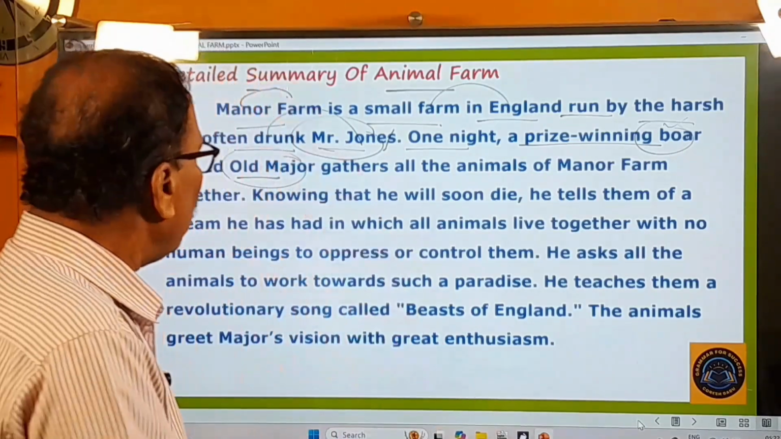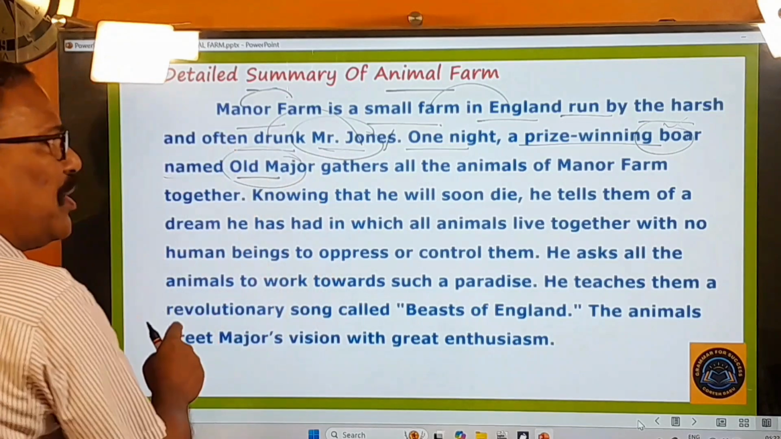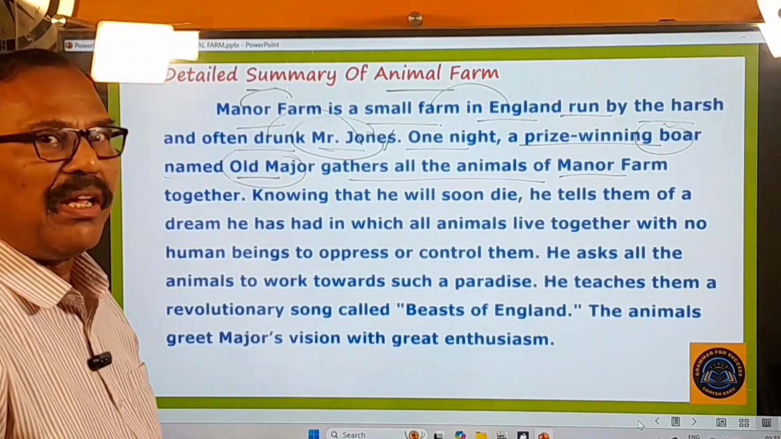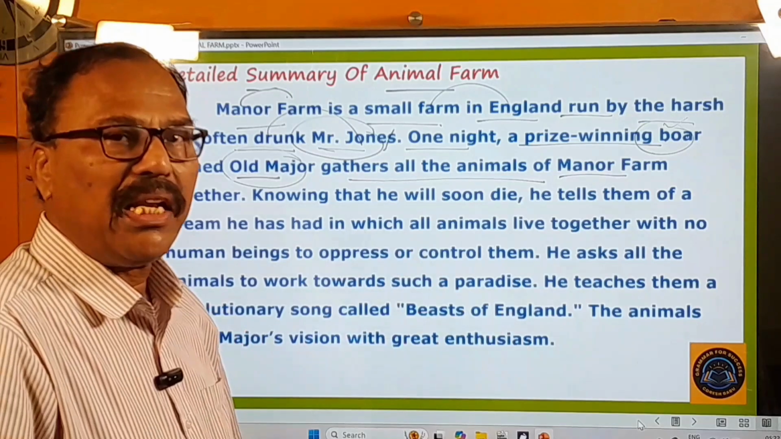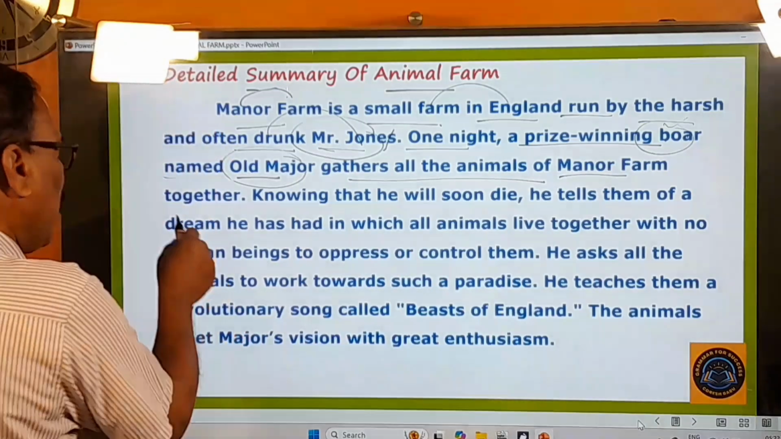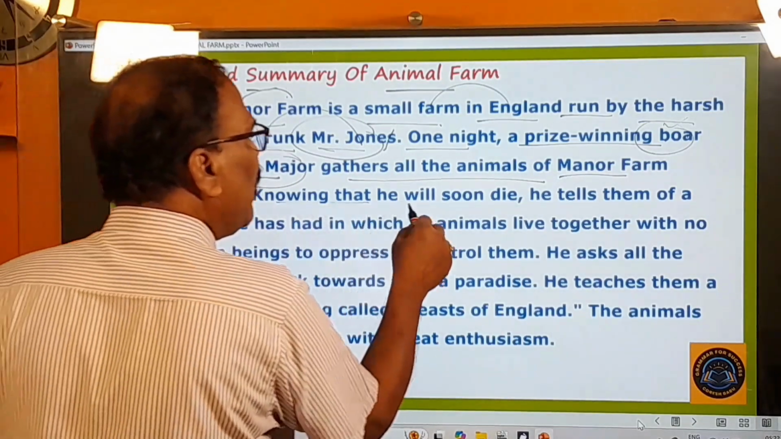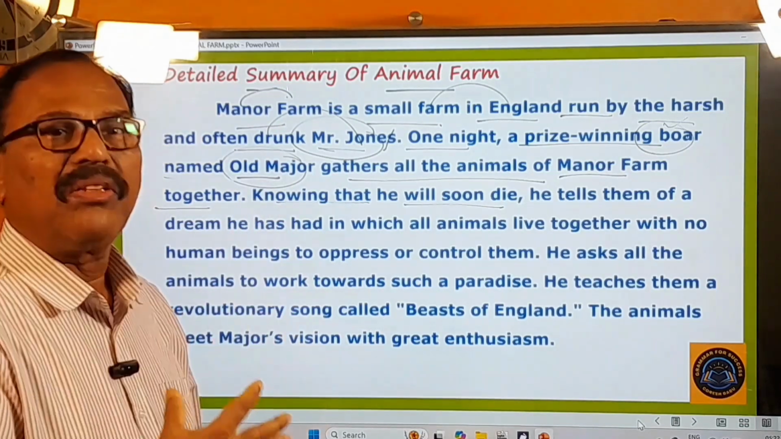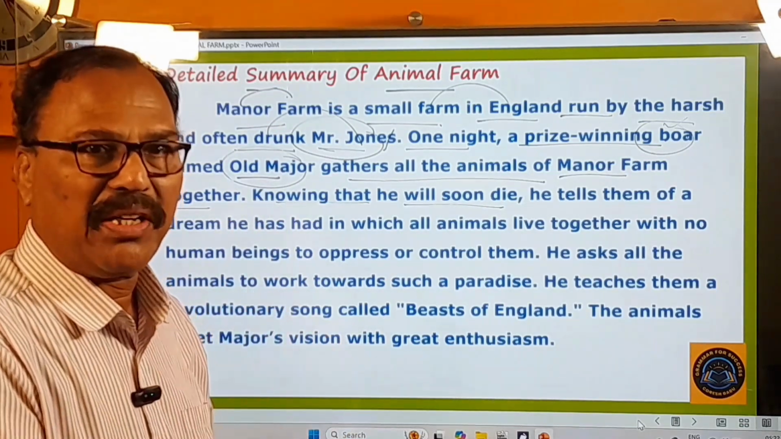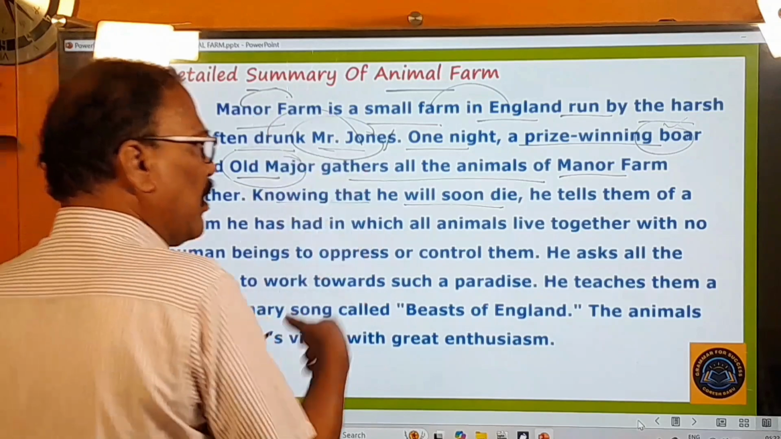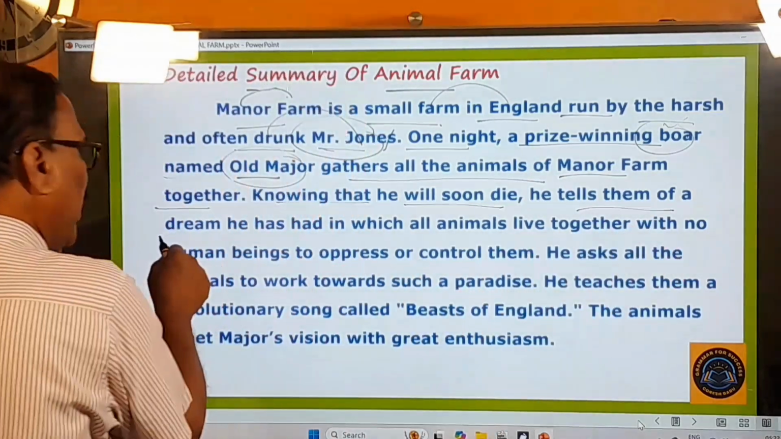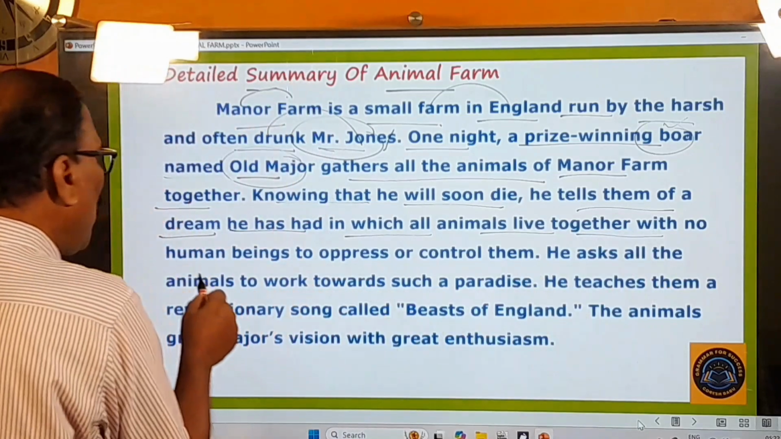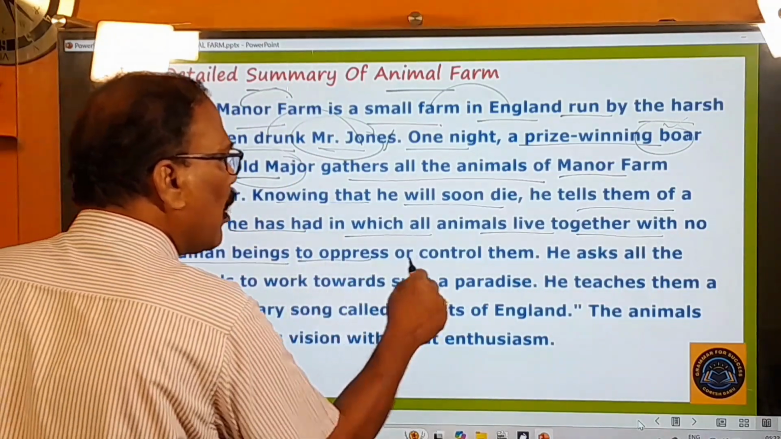So that is there. So here, this Old Major, what did he do? Gathers all animals of Manor Farm. So one day he gathered all the animals of the Manor Farm together, knowing that he will die soon. So this Old Major knows pretty well that he is going to die very shortly because he is very old. He tells them of a dream he has had in which all animals live together with no human beings to oppress or control them.